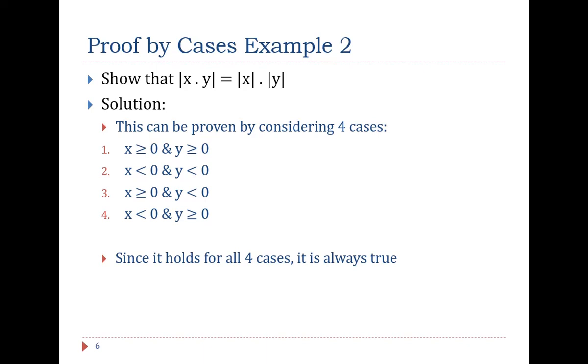I analyzed absolute value of x times y, I got rid of the absolute value, and I analyzed absolute value of x times absolute value of y. I could get rid of the absolute values, and I showed that finally they are obviously equal. They can be rewritten as simply x times y from one side and x times y from the other. So they are equal.